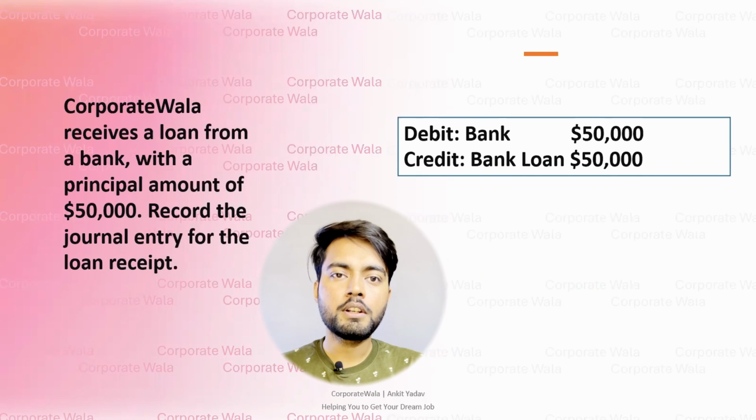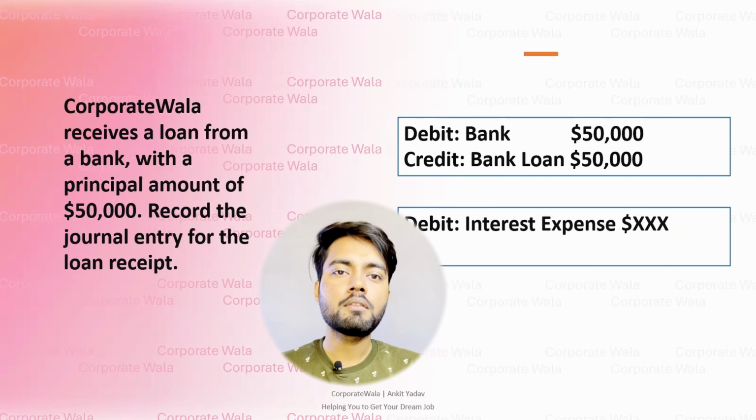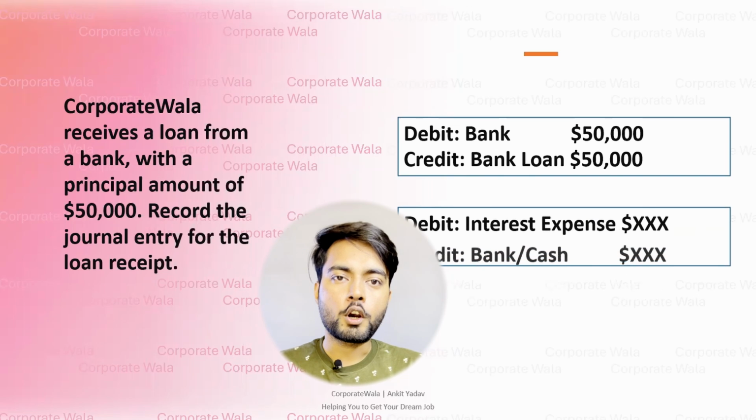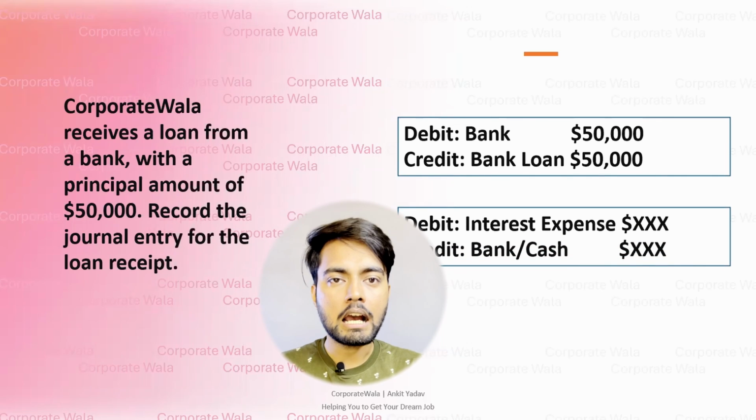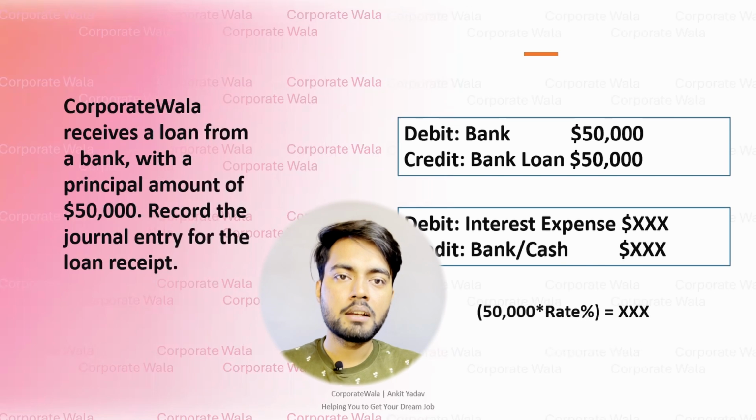In this question, we don't need to pass the journal entry of interest expense, but let's suppose we are paying the interest on this loan, what will be our journal entry in that case? We will debit the interest expense because it is an expense for the business, and we will credit the bank or cash because we are paying our expenses. And how would we have calculated the interest amount? We would have multiplied the principal amount with the rate of interest. That will give us the annual interest. And let's suppose you are booking for only a month, you will divide this amount by 12 and you will get the monthly interest expense amount.